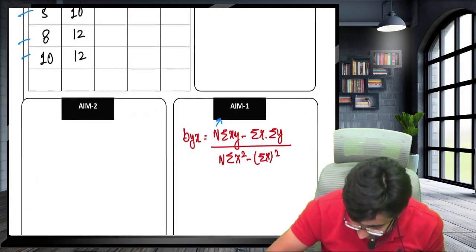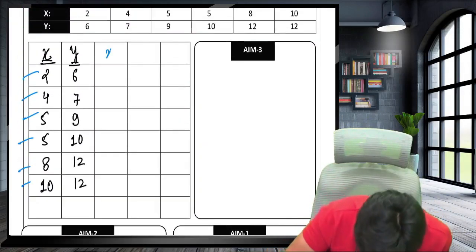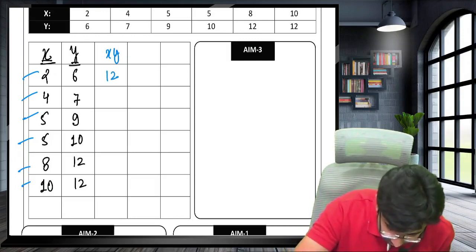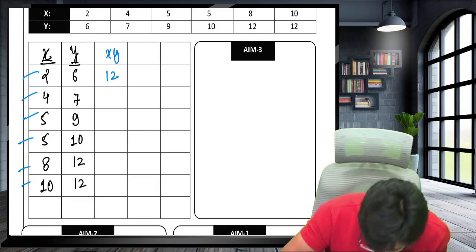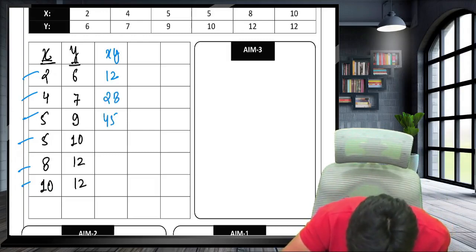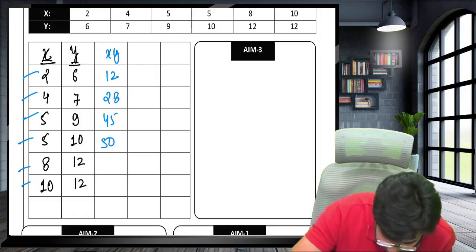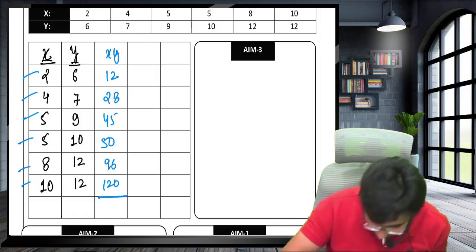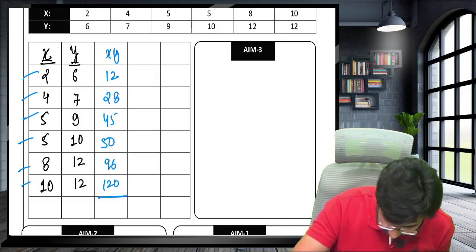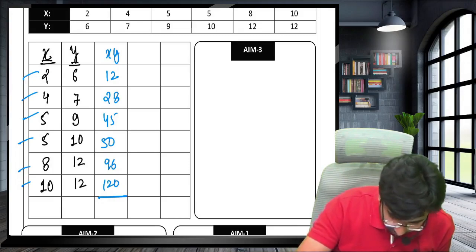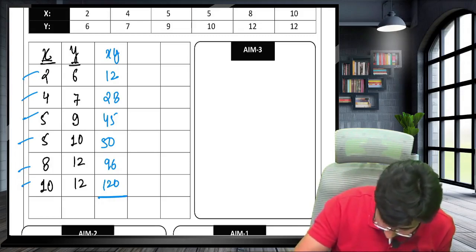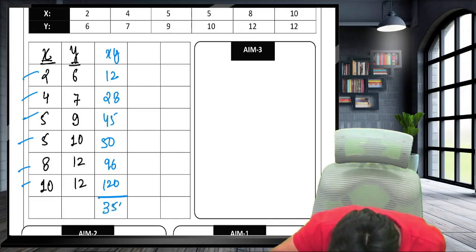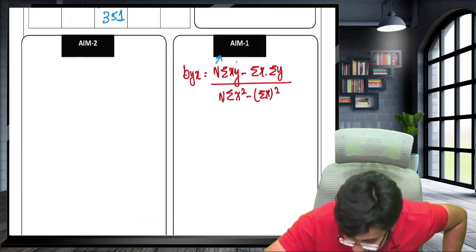After that, we want x into y. Let's construct it: 12, 28, 45, 50, 96 and 120. What is the total of this? 120 plus 12 plus 28 plus 45 plus 50 plus 96. It is 351. Now we have summation xy.